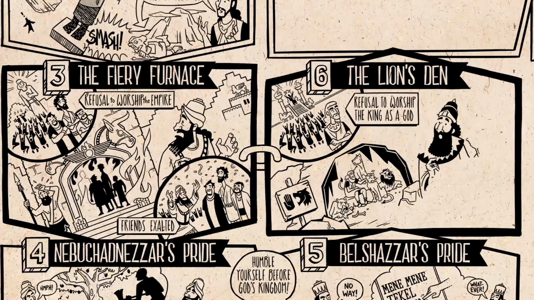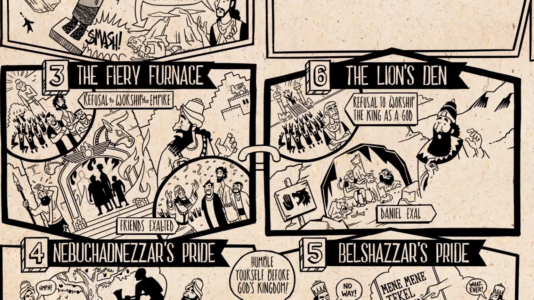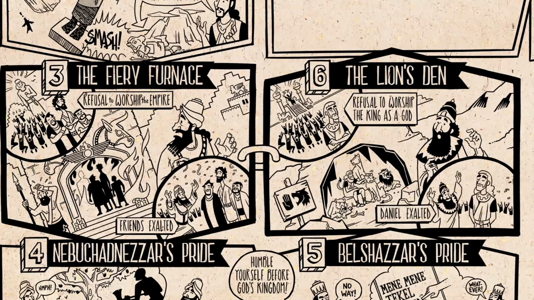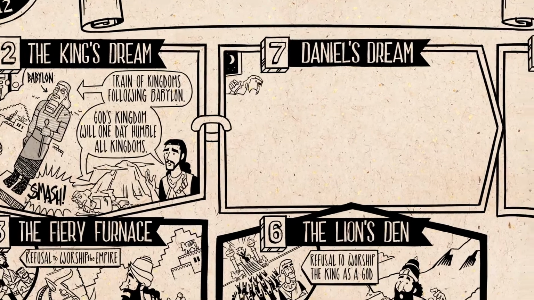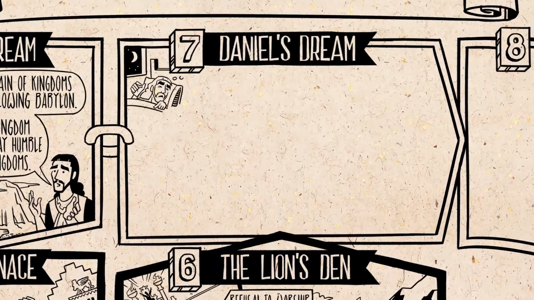But God delivers him from the beasts, and like the friends, the king exalts Daniel and praises his God, which brings us to chapter 7. It's the pair of chapter 2 and the center of the book where all its themes come together. It's another dream, but it's Daniel's this time. And ironically, he can't understand the dream until an angelic messenger explains it to him.